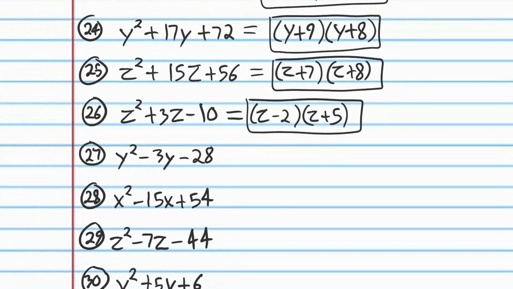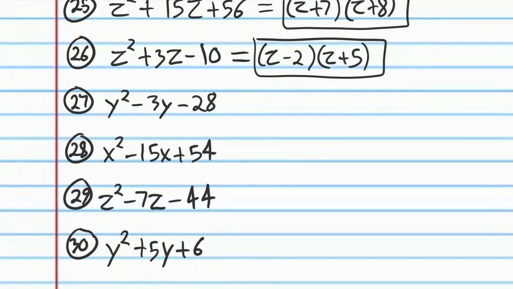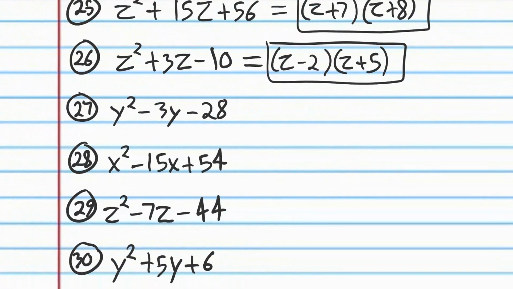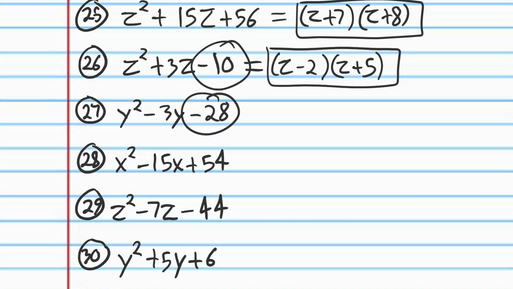So why don't you try number 27? And again, if you have a negative on this number, that means that one number is going to be positive and the other one's going to be negative if you have a negative in the last term of the trinomial. So try 27, and when you come back, we'll do it together. All right, we're back.